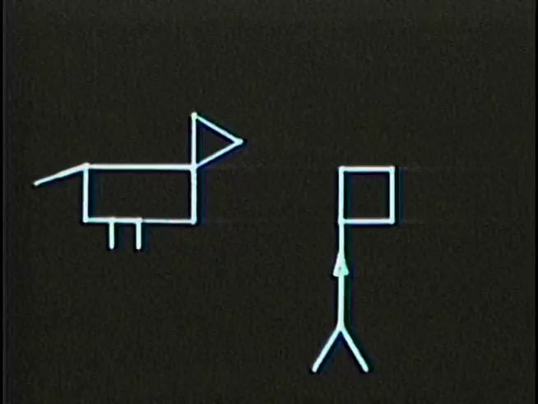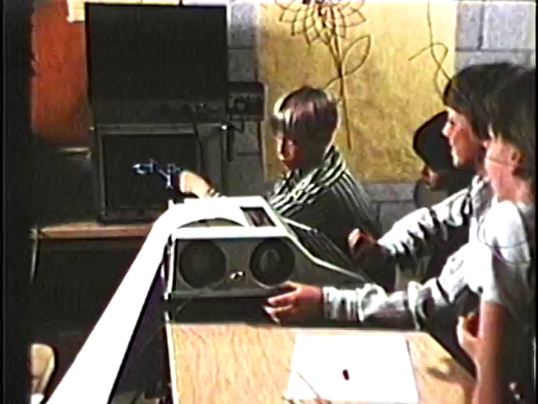All right, that's the cow. The cow. Hi, cow. There's your man. Okay. The cow's pretty far away from the guy. Looks like the cow's flying. That's a square.